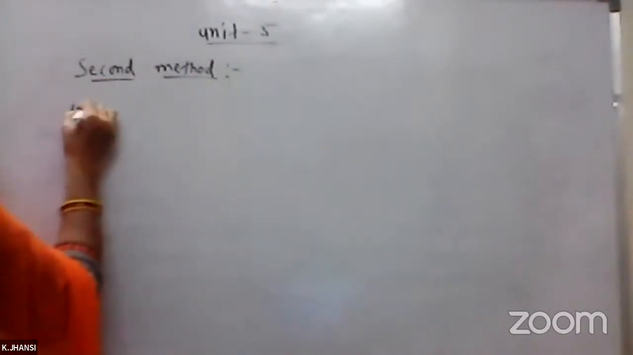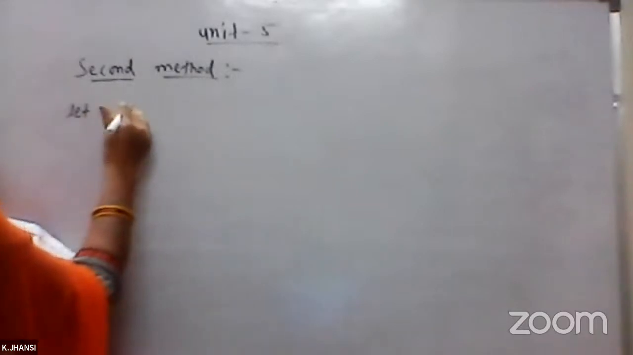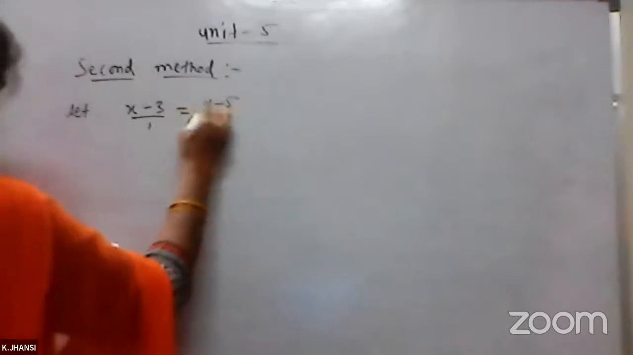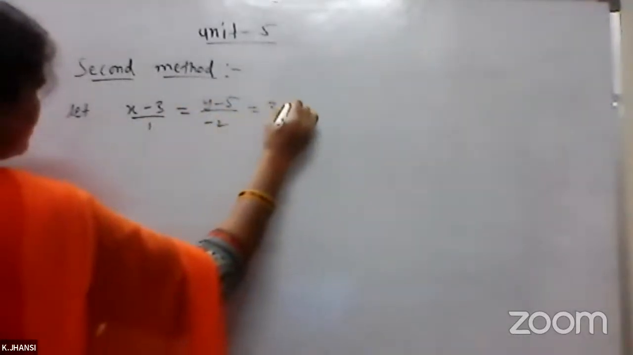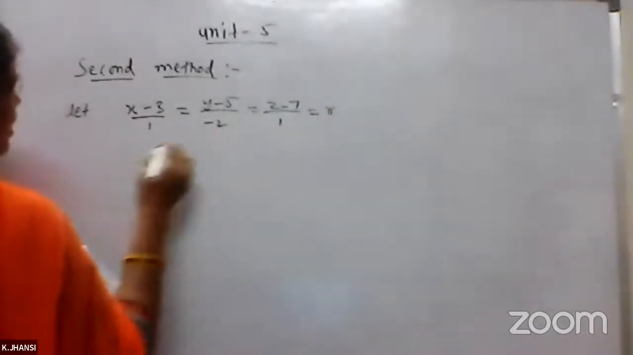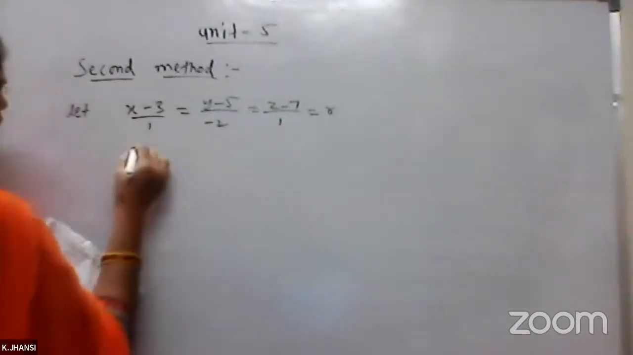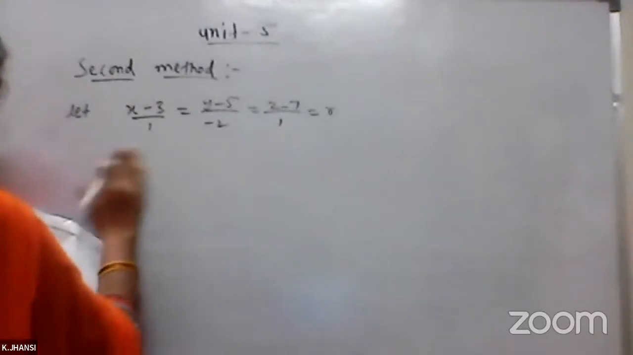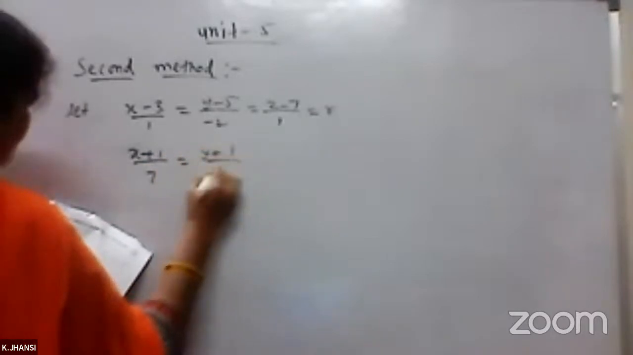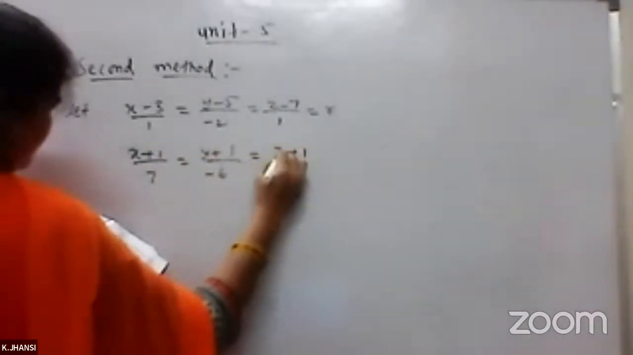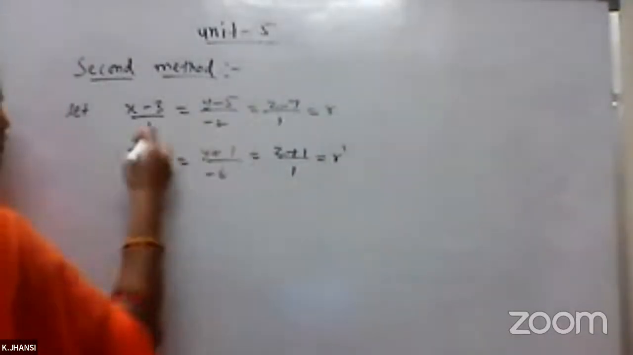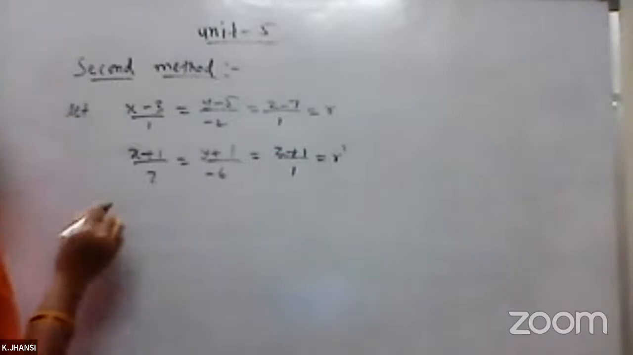Okay, first you write the equations. X minus 3 by 1 equals y minus 5 by minus 2 equals z minus 7 by 1 equals r. You can take r or r dash or r1, anything. Next, x plus 1 by 7 equals y plus 1 by minus 6 equals z plus 1 by 1 equals r dash. Okay, so you already know that if you do the cross multiplication, what you will get?